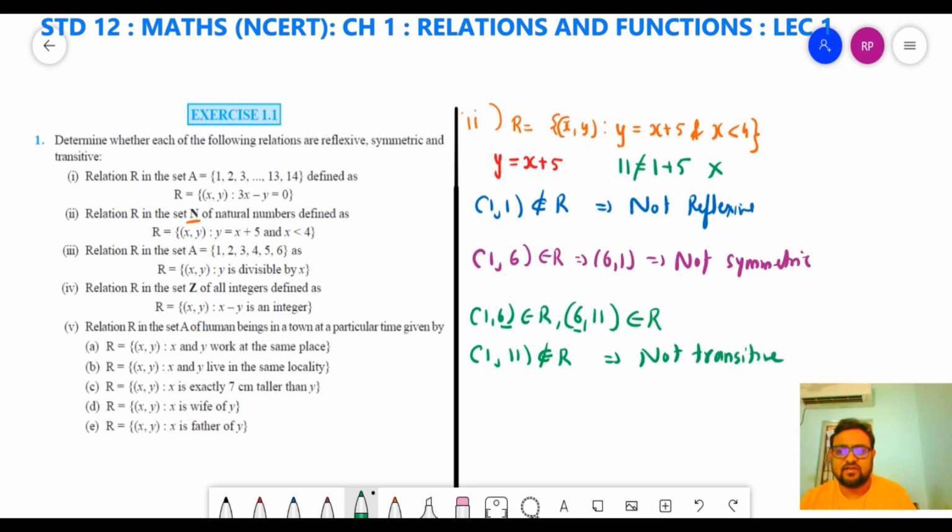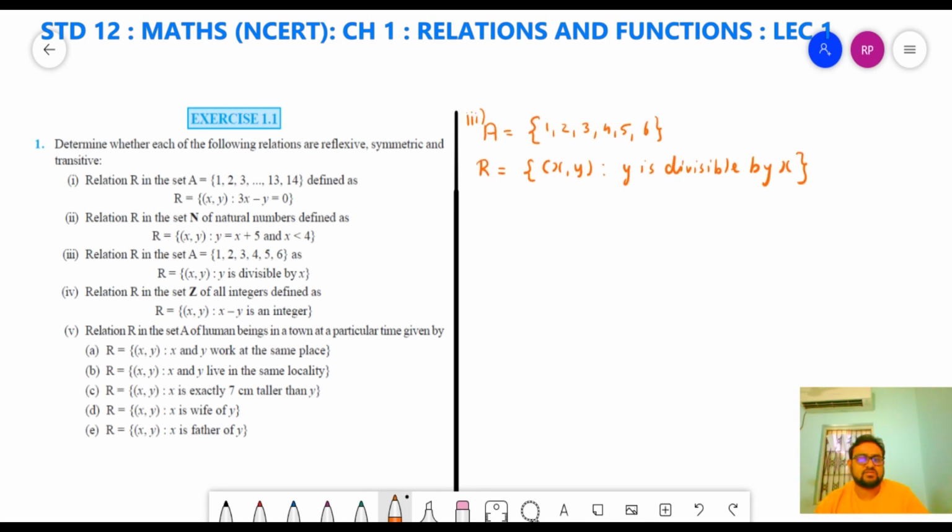Okay, it is neither reflexive nor symmetric, and also it is not a transitive relation. Clear? So note down the second question. Let's move to the third one.